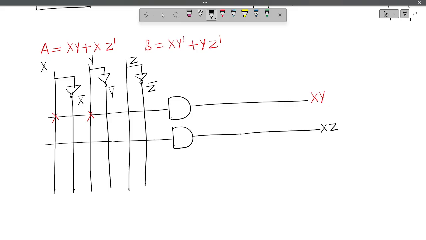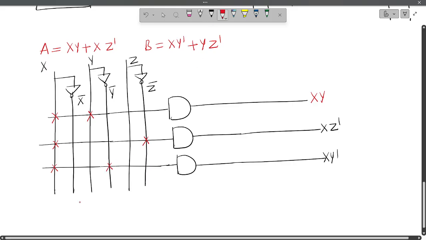XZ dash means this is X and Z bar. Okay. And next XY dash. How are we getting it? XY dash means this is programmable. This is X and Y dash.